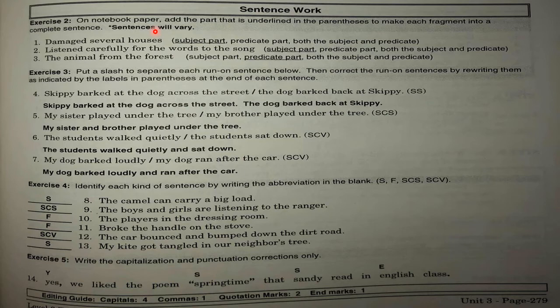So, here I have 3 different fragment sentences. And what we're going to do is put the missing part with this fragment sentence in order to make it a complete sentence. That's what we are going to do, okay? Just like the last lesson. So please open up your notebooks and be with me. So here I have the first one.